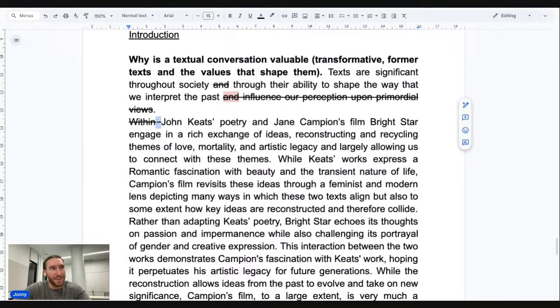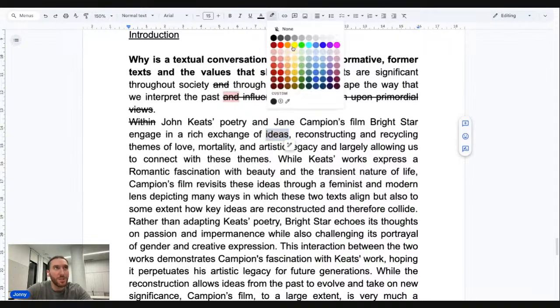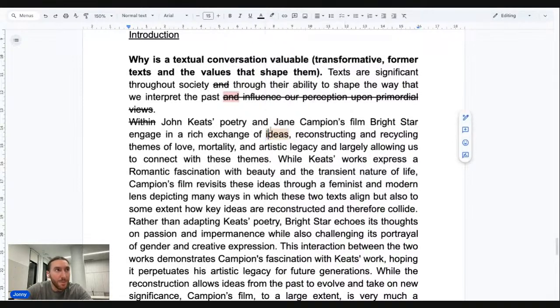So that's why I've crossed out "within". It just didn't make sense. So read your sentences back out loud. That's what the best students do. John Keats's poetry and Jane Campion's film Bright Star engage in a rich exchange of ideas. What do you think I'm going to say to that? What ideas? The best responses will be specific. Give me the overall idea. Okay, then you might say, well, if you keep reading it, we'll give them to me.